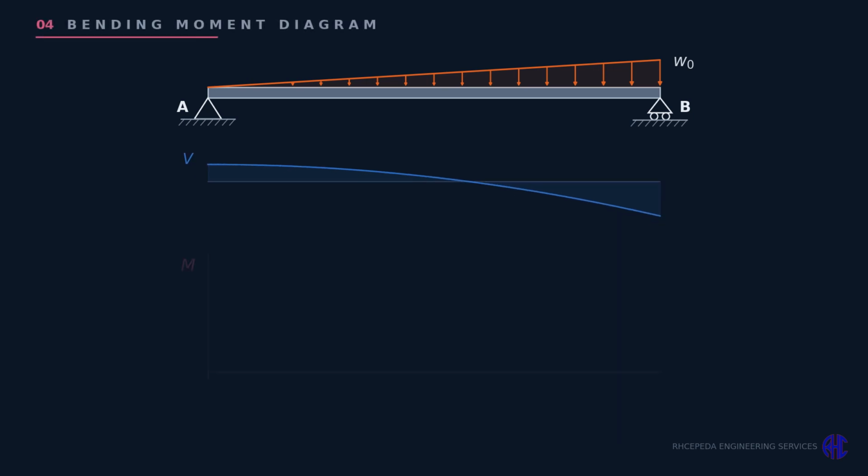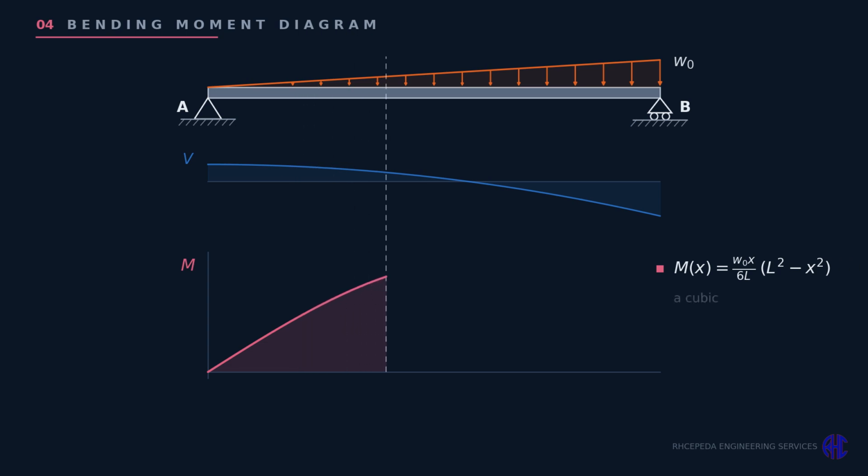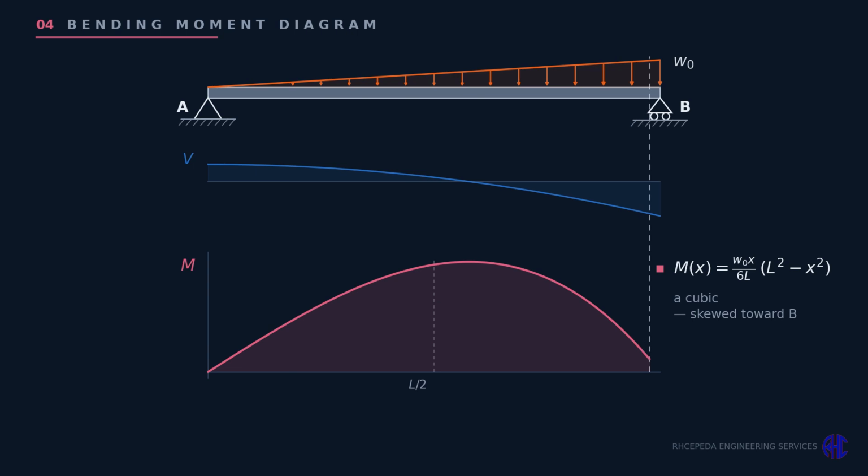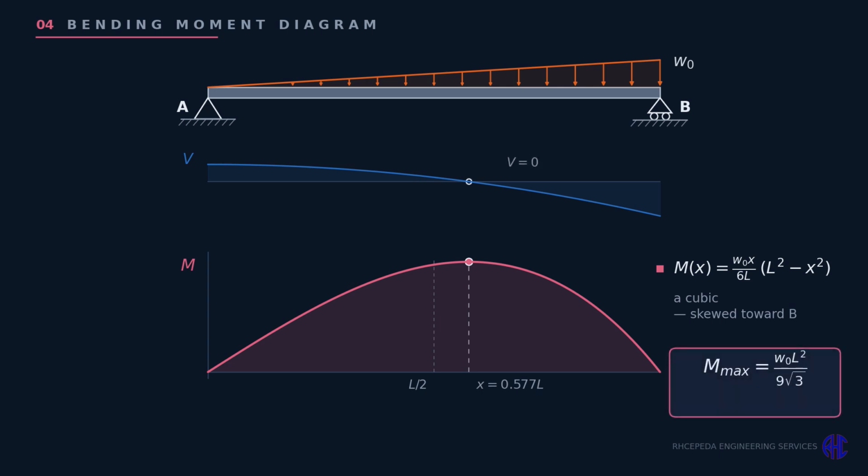The bending moment at the same cut is W0 x, over 6L, times the quantity L squared minus x squared. This is a cubic curve, so the diagram is no longer symmetric, it leans toward support B. Substituting x equals L over root 3 gives the maximum bending moment, W0 L squared, over 9 root 3, which is about 0.0642 W0 L squared.